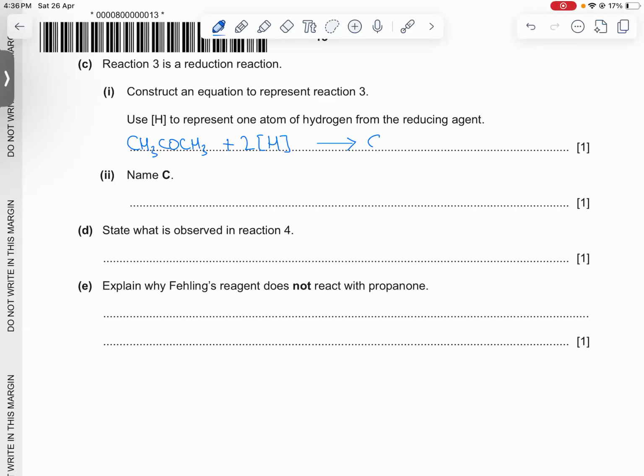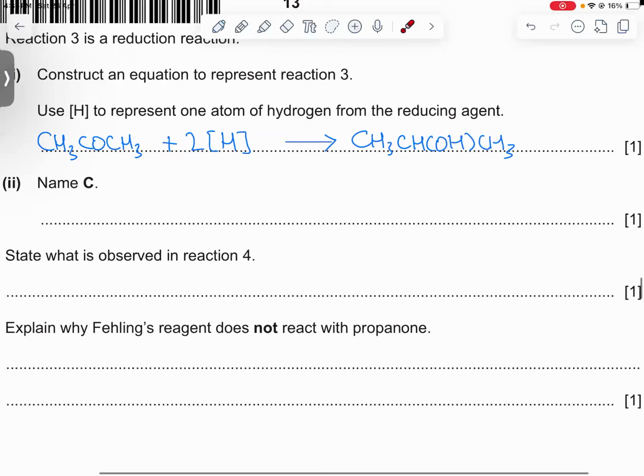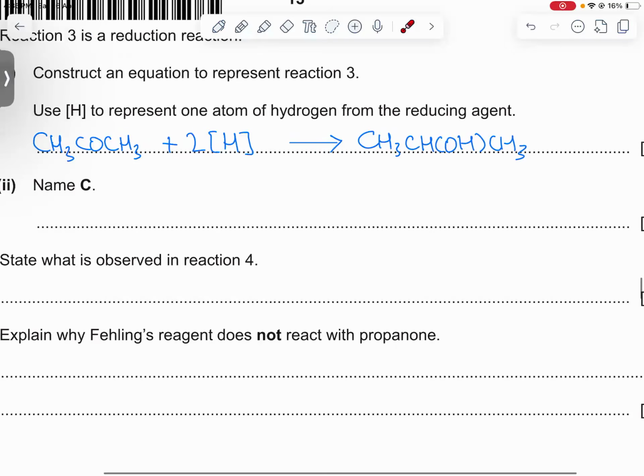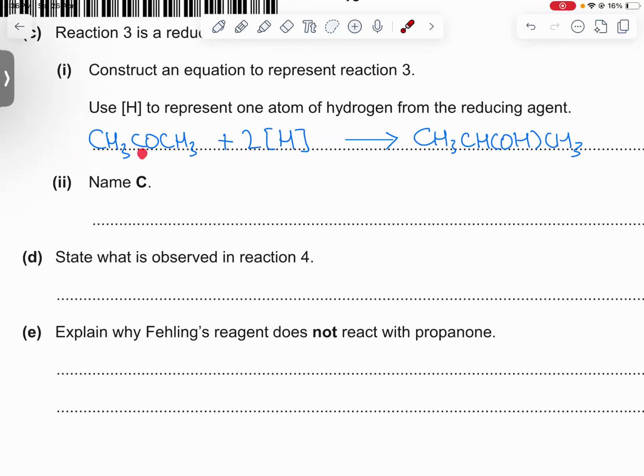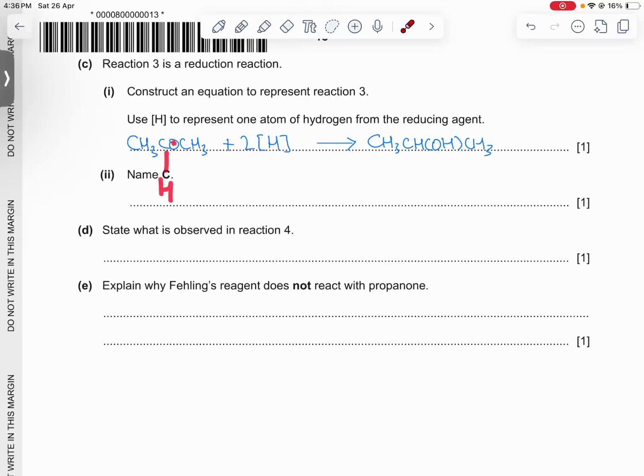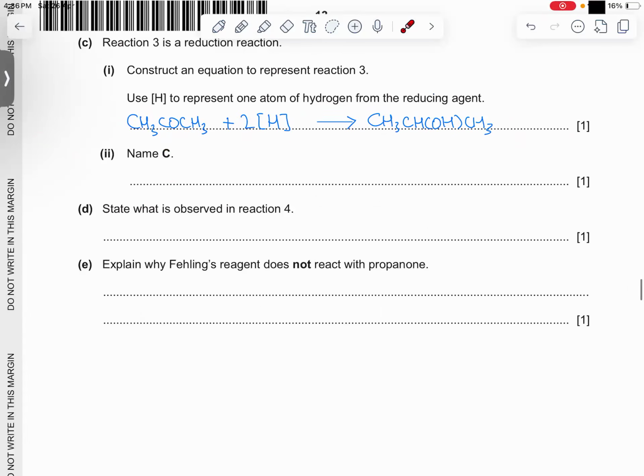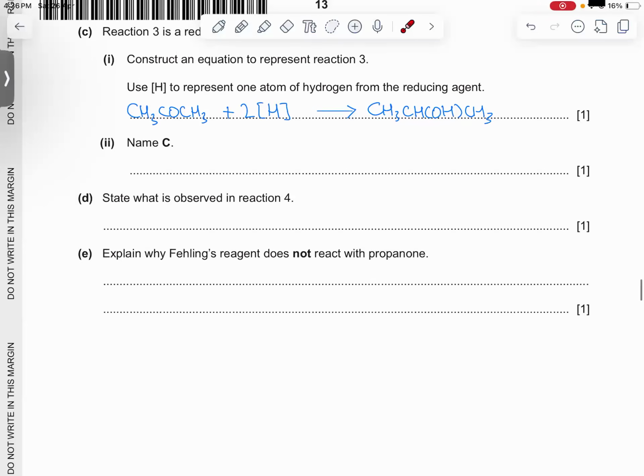Let me just confirm. So we get CH3CHOHCH3. Is it enough? Let's see. So this carbon now has two hydrogens because one bond is broken, so it needs one hydrogen at the bottom, and then this oxygen gives the other hydrogen. Yeah, I think this is completely balanced. Okay, so this is how you had to write it down.